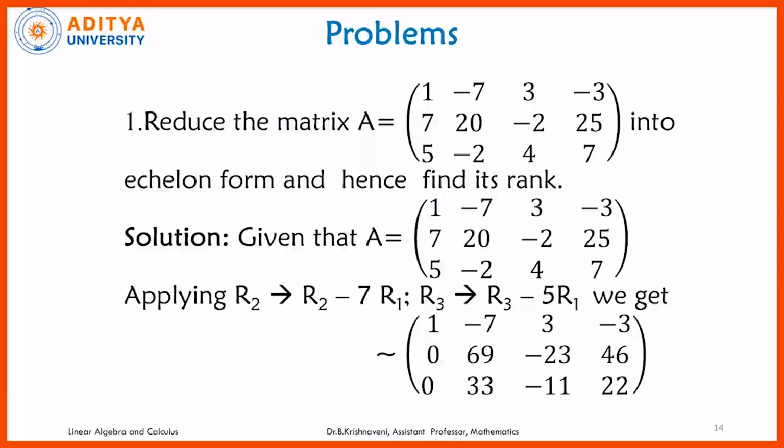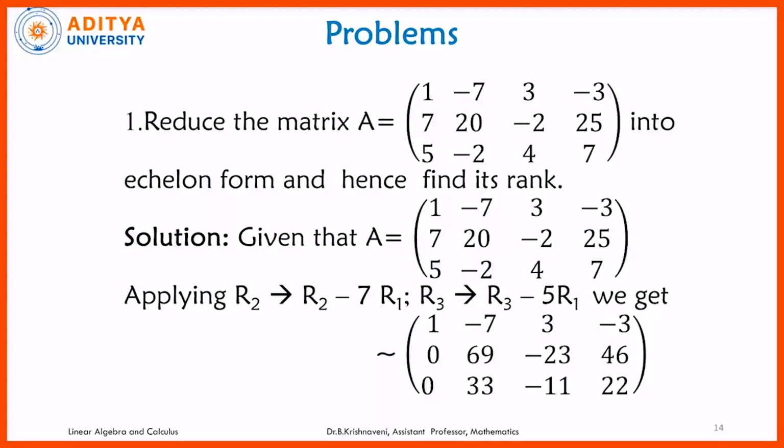You need to first reduce the given matrix into an echelon form, and from that you have to find the rank. As we already discussed, the rank using echelon form is nothing but the number of non-zero rows in an echelon form. So now our first target is to reduce the given matrix into the echelon form.